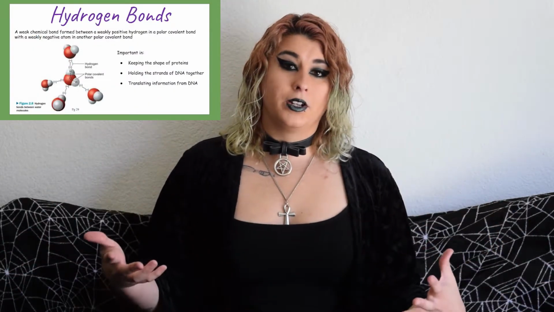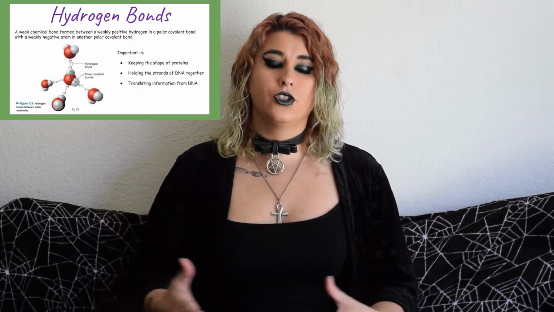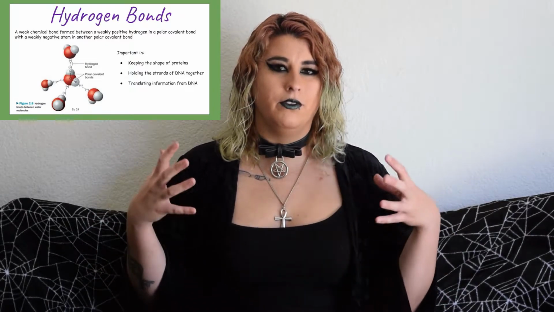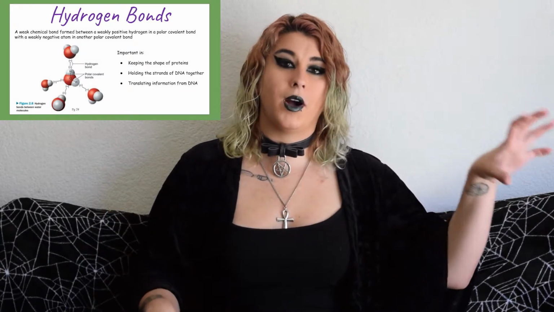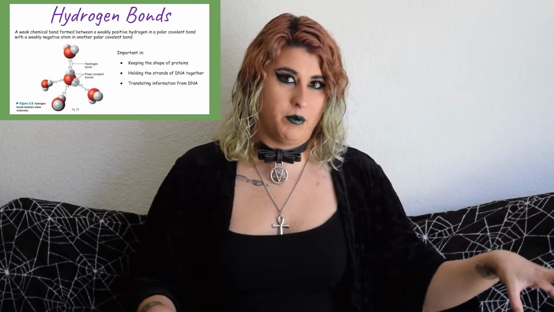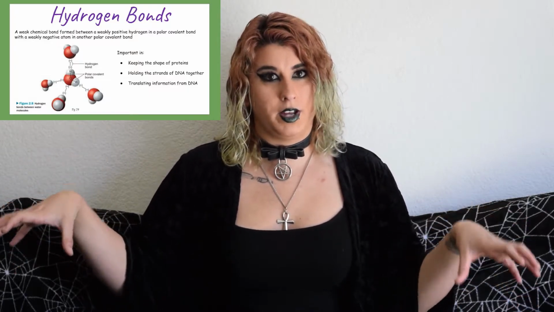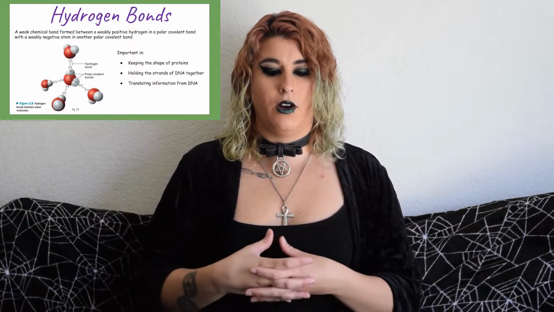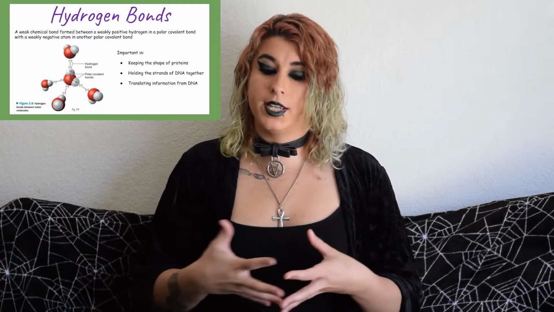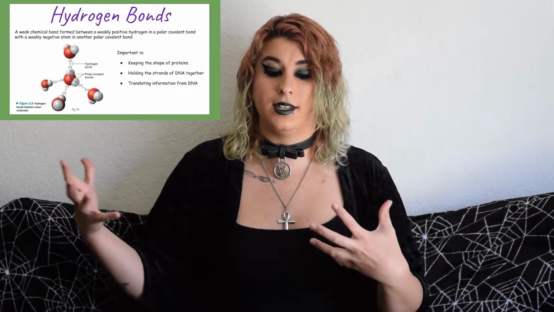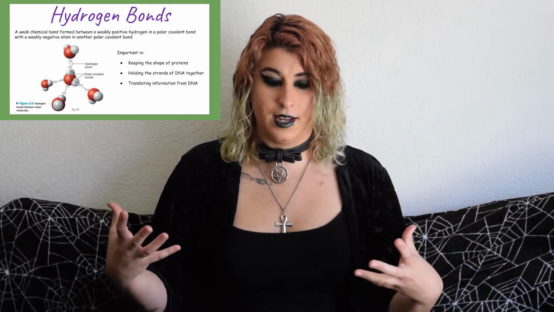Now, the last bond we're going to look at today is known as a hydrogen bond. Hydrogen bonds are interesting because they're a very weak chemical bond that forms between the very weakly positive hydrogen in a polar covalent bond and the weakly negative atom in another polar covalent bond. Now, these bonds are very important in keeping the shape of proteins, holding together strands of DNA, and helping to translate that information from the DNA.